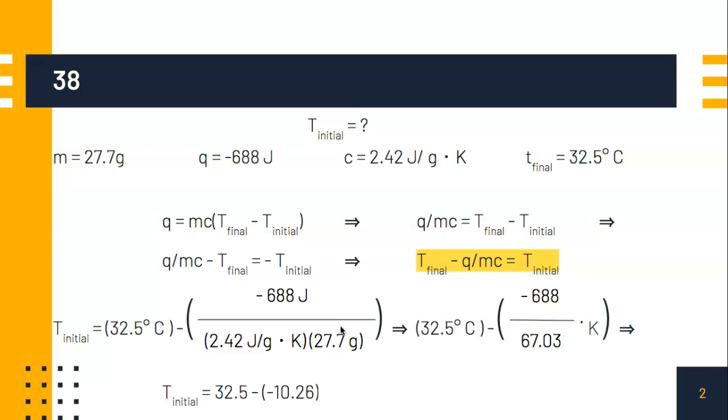And that's going to give us 32.5 minus negative 10.26, which is the same thing as 32.5 plus 10.26. So our answer is going to be 42.8 when we do some rounding. And that is our initial temperature. We're going to move on and do one more practice problem.